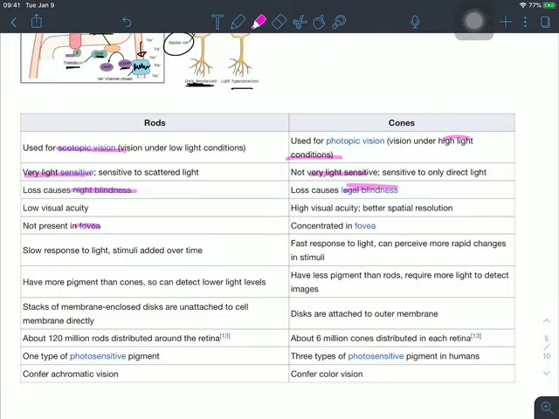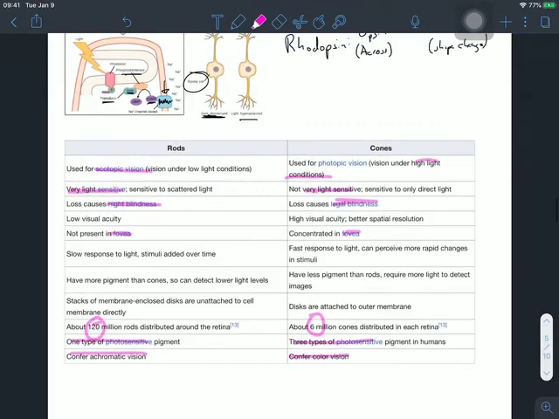Rods are not present in that focus feature, the fovea, whereas cones are highly concentrated in the fovea. And then all the other different features of color vision versus achromatic vision, one type of photosensitive pigment or 3 types of photosensitive pigment, and more in other organisms. Their counts differ. You have fewer cones and many more rods across the retina. But ultimately, hopefully, all of those are intact.